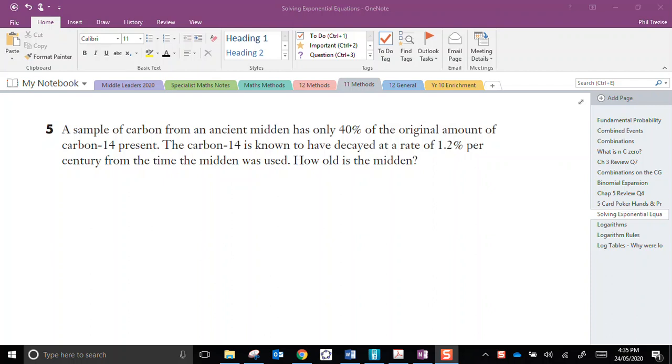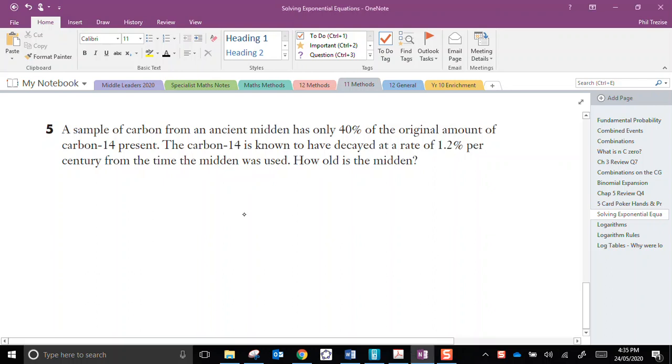Hi everyone. This lesson is going to be a quick example of how we solve a problem like this using exponential functions, or functions with variables in the exponents. So let's see what we have. A sample of carbon from an ancient midden has only 40% of the original amount of carbon-14 present. Carbon-14 is known to have decayed at the rate of 1.2% per century from the time the midden was used. How old is the midden?